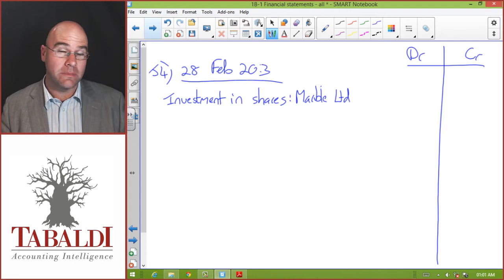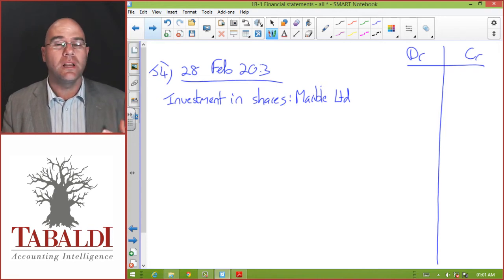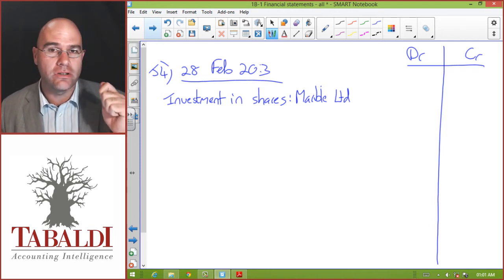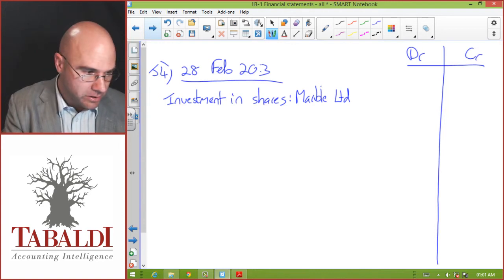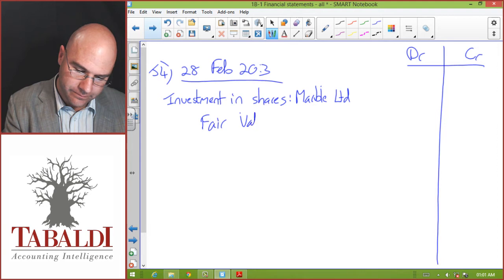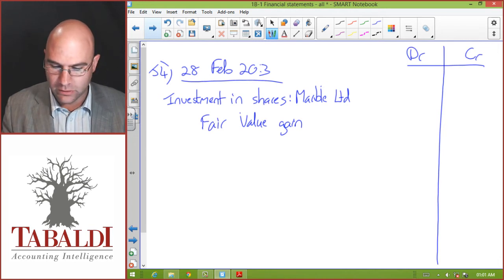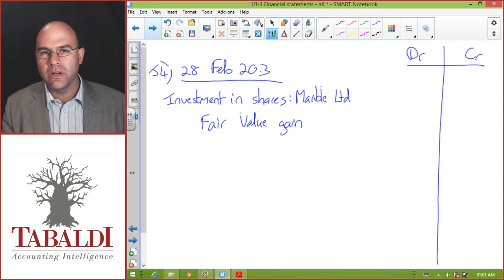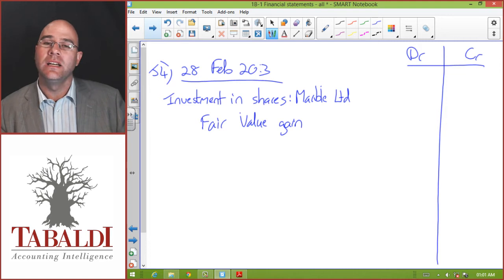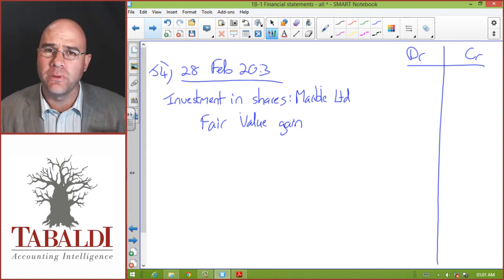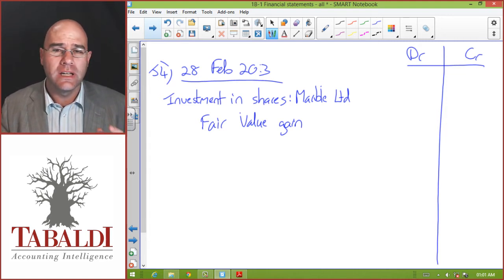And we've got to credit something, right? What are we going to credit? Well, I told you the fair value gain is going to go to profit or loss. So we're going to put through a fair value gain on financial assets to profit or loss. Now, there's a much longer wording in the tutorial letter. It might be worthwhile to write out the full name that UNISA gives you. Have a look, see if you can fit it in. I battle to on my screen, right?